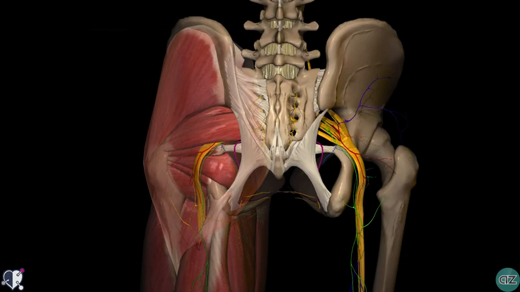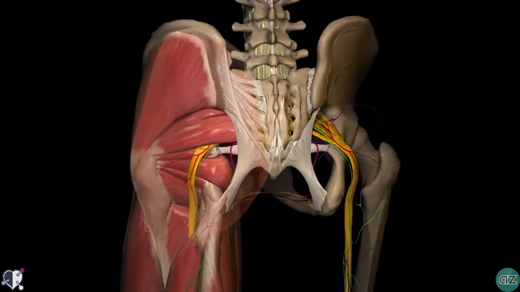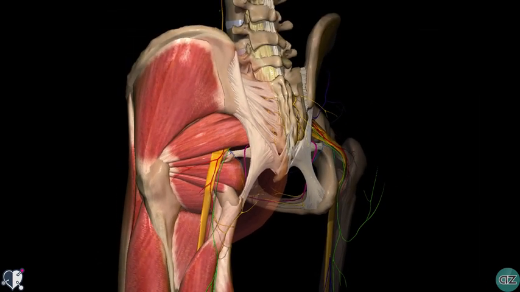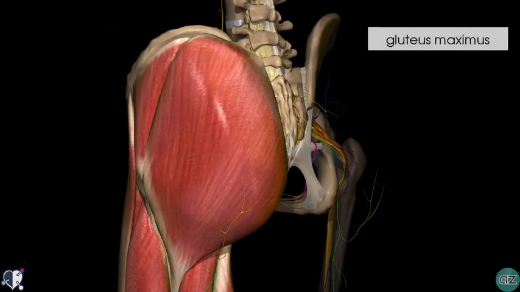This nerve leaves the pelvis via the greater sciatic foramen, entering the gluteal region inferiorly to the piriformis muscle. It is accompanied by the inferior gluteal artery and vein for much of its course. Its motor function is to innervate the gluteus maximus muscle.